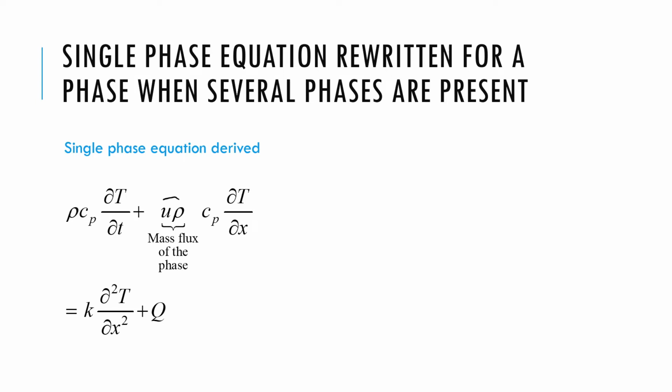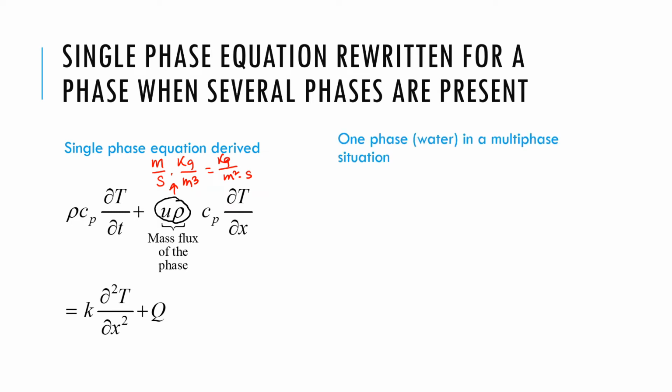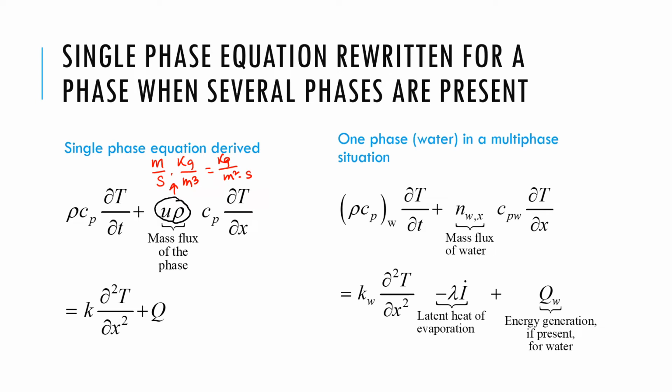If I look at the term u times rho, u has the unit meter per second and rho has the unit kg per meter cube. So the unit for this term is kg per meter square per second. That is really, we can think of that as the mass flux of that phase. It was single phase, so there is only one term. When I extend this equation for porous media, water is going to be just one of the phases. So let's write it for the water phase.